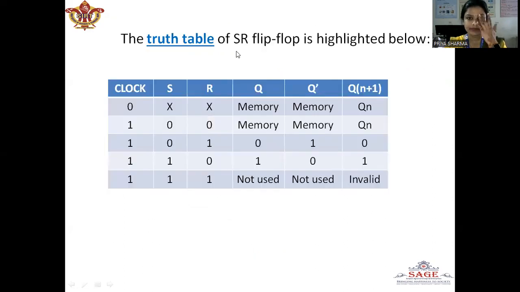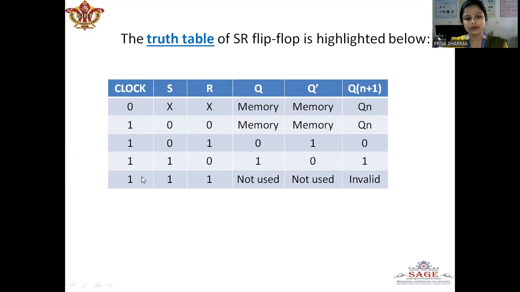So coming to the truth table of the SR flip-flop, when the clock pulse is not given and S and R are in the don't care condition, whether it is 0 or 1, it doesn't matter. The output will remain as stored in the memory, in the previous state, and the future output will be the present output.